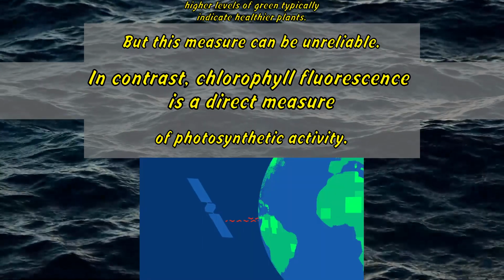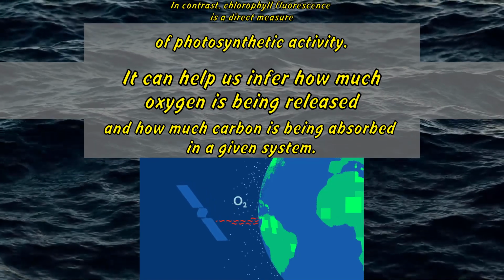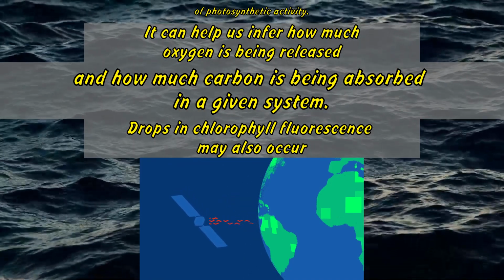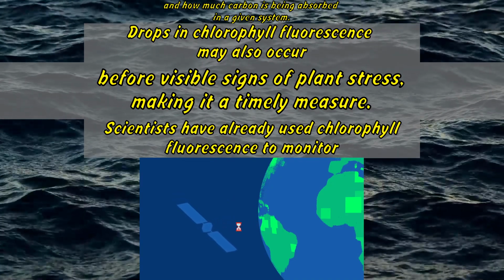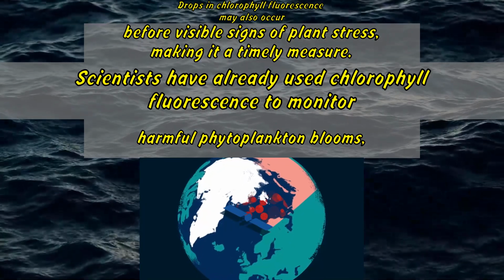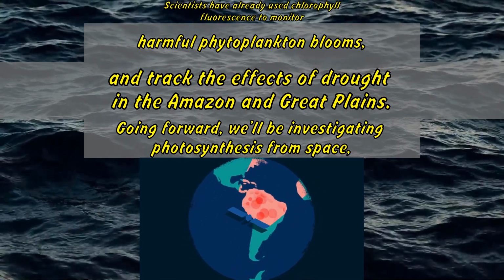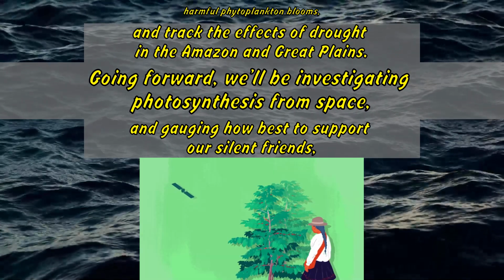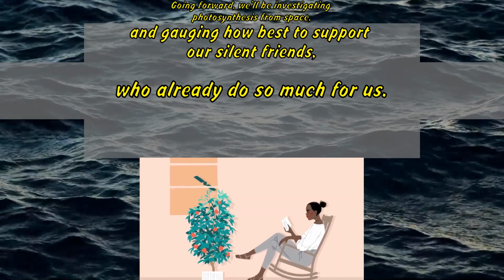In contrast, chlorophyll fluorescence is a direct measure of photosynthetic activity. It can help us infer how much oxygen is being released and how much carbon is being absorbed in a given system. Drops in chlorophyll fluorescence may also occur before visible signs of plant stress, making it a timely measure. Scientists have already used chlorophyll fluorescence to monitor harmful phytoplankton blooms and track the effects of drought in the Amazon and Great Plains. Going forward, we'll be investigating photosynthesis from space and gauging how best to support our silent friends who already do so much for us.